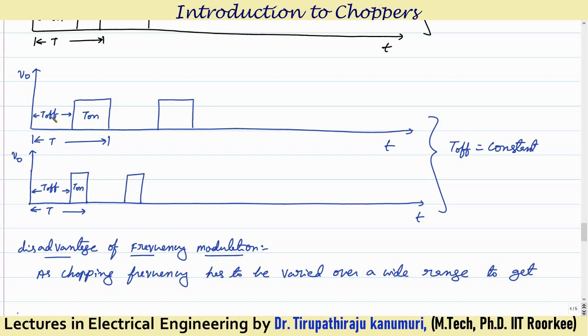So in this case, what happens? This turn off time is constant and the on time period we will vary. Initially, let us assume this is the width, so automatically some average value is there. If you are decreasing the on period, the off period is maintained constant, the on period is decreased.